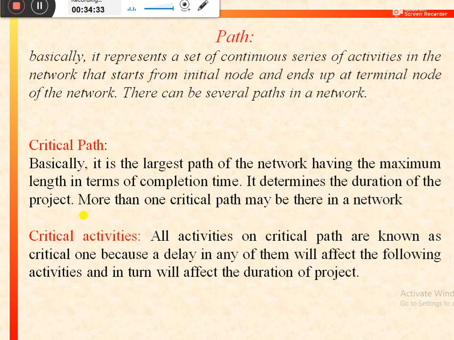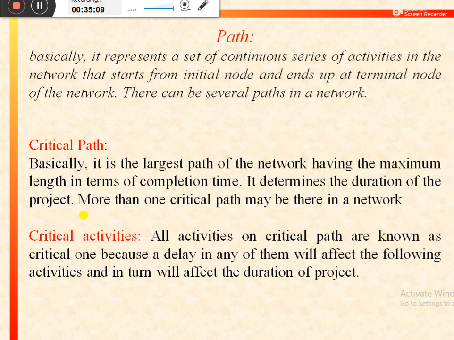The time taken by this path would be equal to the time taken by the whole project for completion. Like the paths, there can be more than one critical path in a network. Now comes the concept of critical activities. All activities on the critical path are known as critical activities, and these are known as critical activities because a delay in any of these activities will affect the following activities and in turn will affect the duration of the whole project.